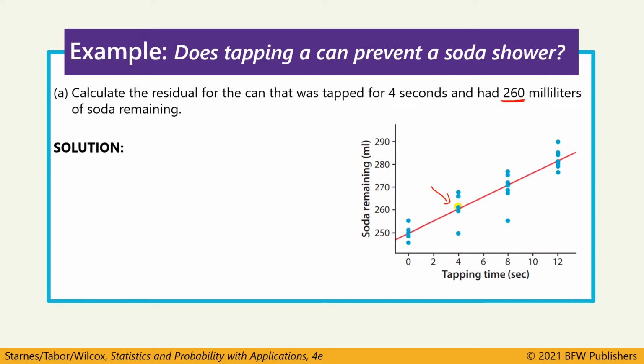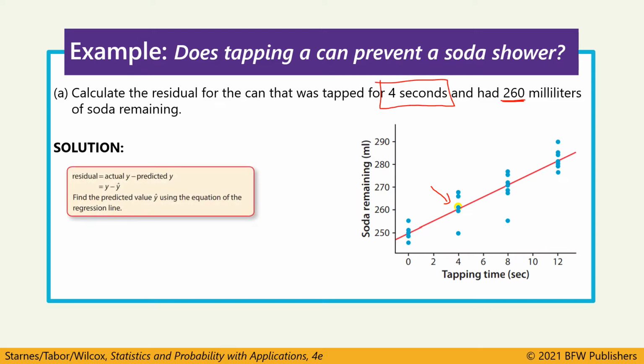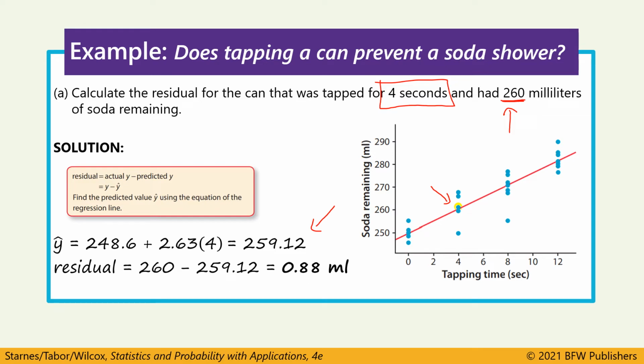And to find a residual, we need an actual and a predicted value. We don't have a predicted value, but we can find one by plugging this value into that equation. So we plug in a 4. We see that the line of best fit, that red line there, predicts that there would be 259.12 milliliters of soda left in here. That's the predicted value compared to the actual value up here. And remember, it's always actual minus predicted, or actual minus expected. So the residual is 0.88 milliliters.